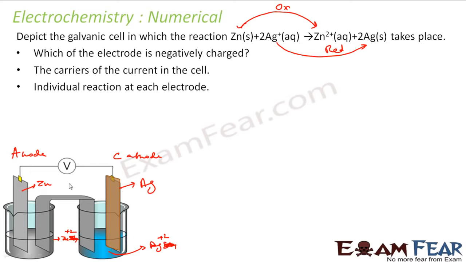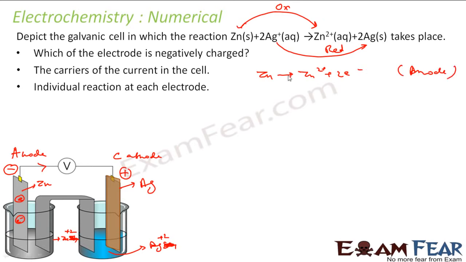Now what will happen? Zinc will become Zn2+, so you'll have more electrons here. Electrons will flow from here to here. Since the electron is flowing from here to here, this gets negative charge and this gets positive charge. Please note, you can't just say blindly anode is negative, cathode is positive. You have to find that from the reaction. Zinc is losing electrons, so the reaction at anode is Zn giving Zn2+ plus 2 electrons.